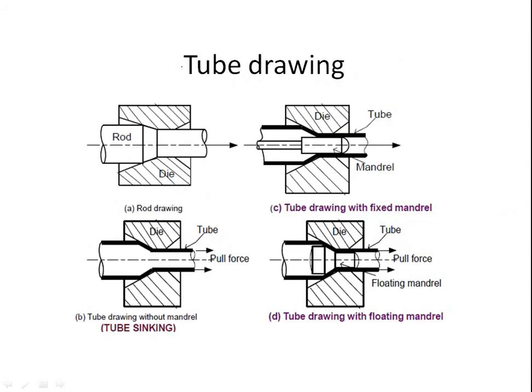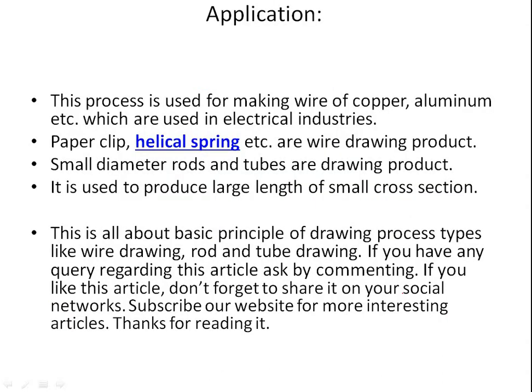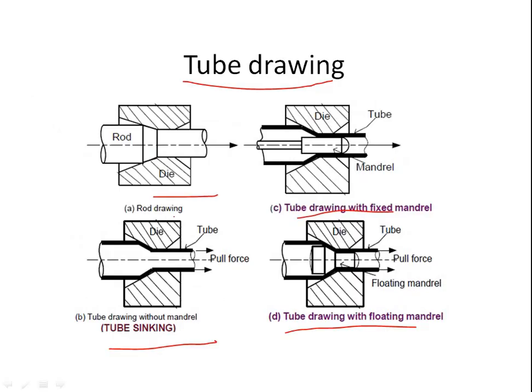Okay, next we will be discussing tube drawing. So in tube drawing, you all can see the first one is tube sinking, or drawing without mandrel, and the second one is tube drawing with a fixed mandrel. Okay, this is with fixed mandrel. And the third one is without mandrel with die, and the fourth one is tube drawing with floating mandrel. Okay, these are the things. So we'll be discussing one after the other.